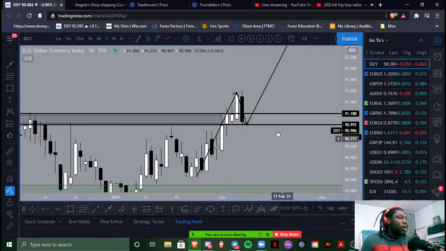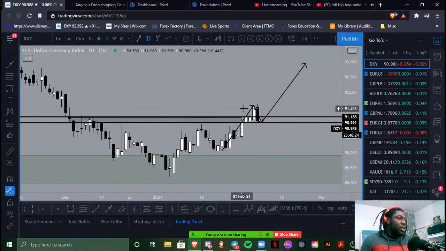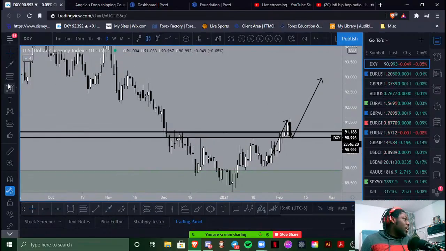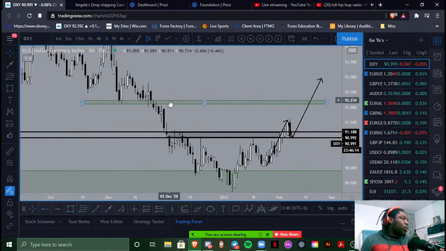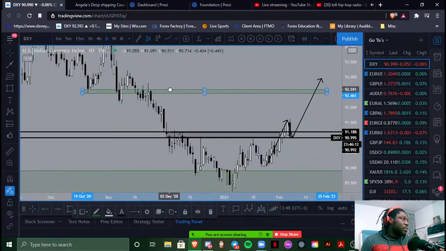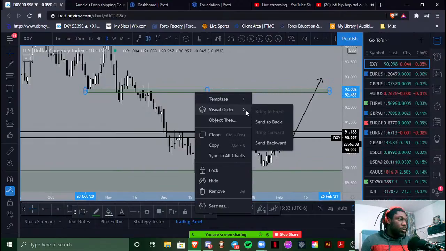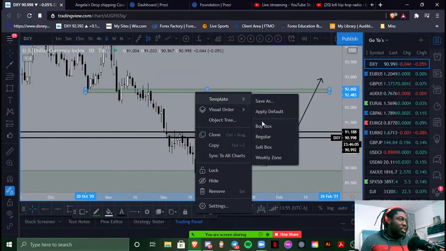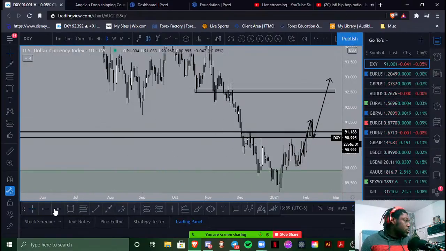So now I'm currently looking to see what the DXY is going to do here, because I do expect a continuation to the upside. I really want to see if price is going to make its way up to this next zone right here. But overall, I do want to see price come up here. So I'm just going to leave that here. I'm going to make this a regular box here. And actually, no, I was right. Down here looks way better.